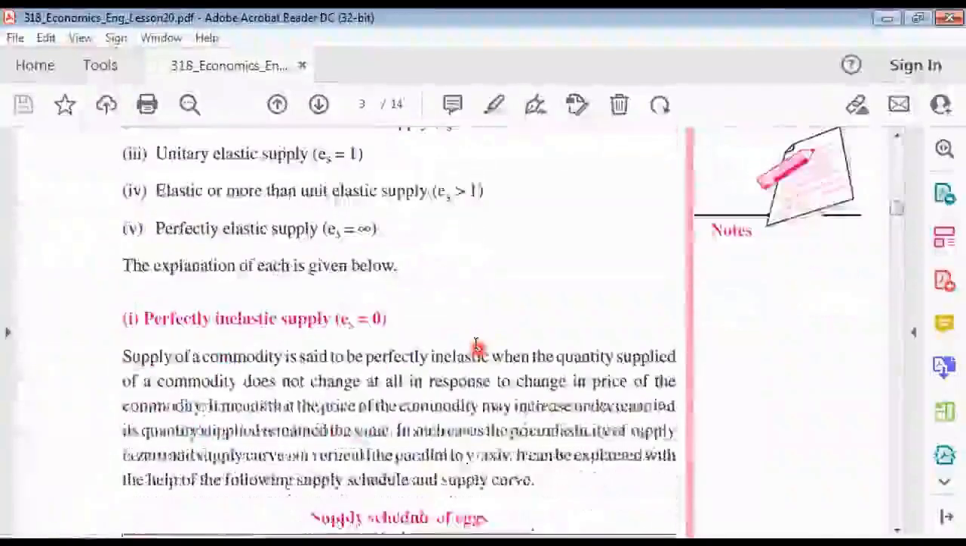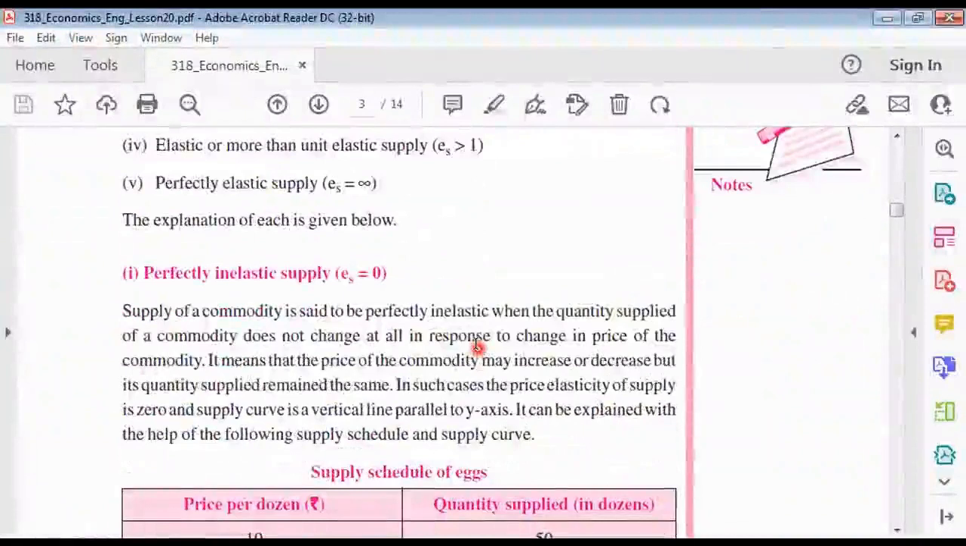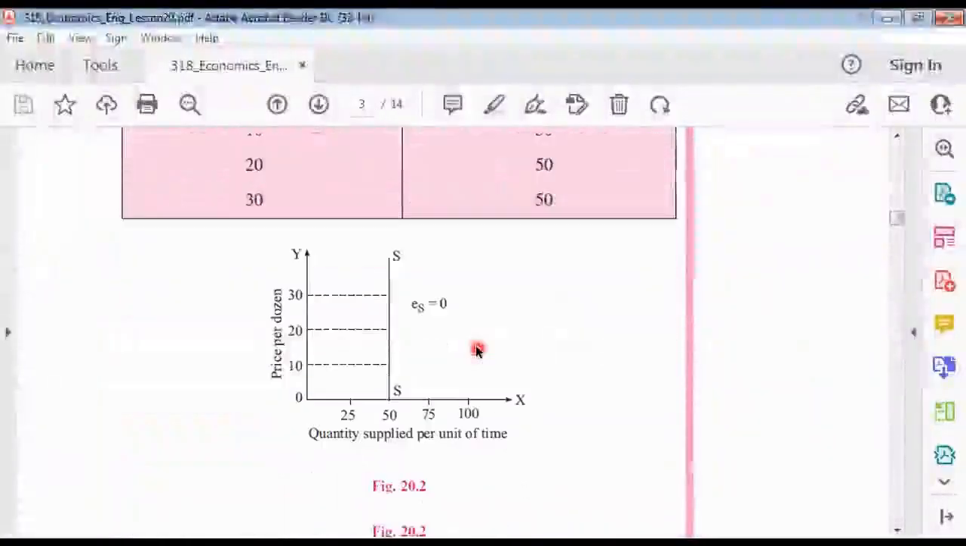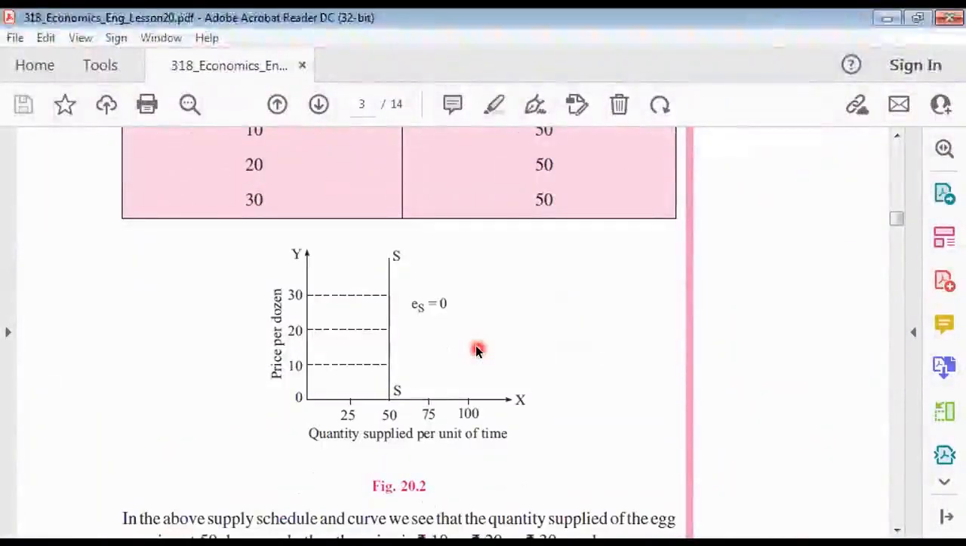So first one, perfectly inelastic supply. First one is perfectly inelastic supply. And the graph is like this. You can see very similar to the graph that you had for price elasticity of demand equal to 0. Common sense says when it will be 0. Remind yourself the formula. When the numerator will be 0, then the value will be 0, and that's exactly you'll find here.